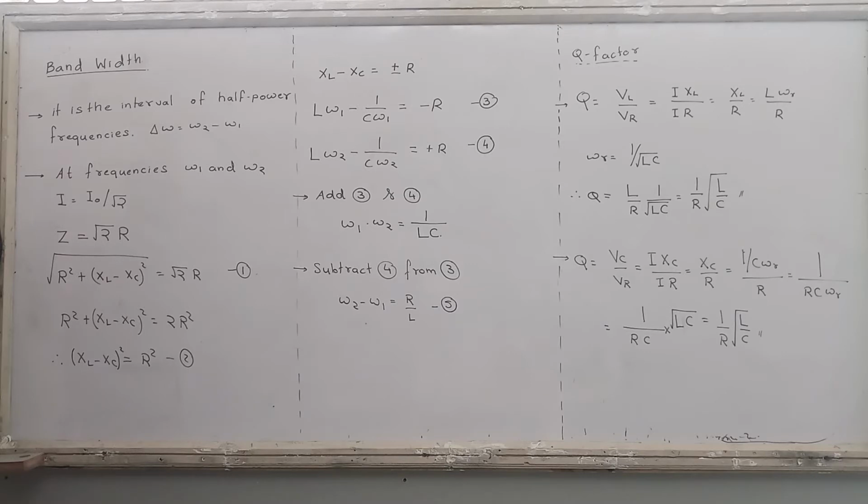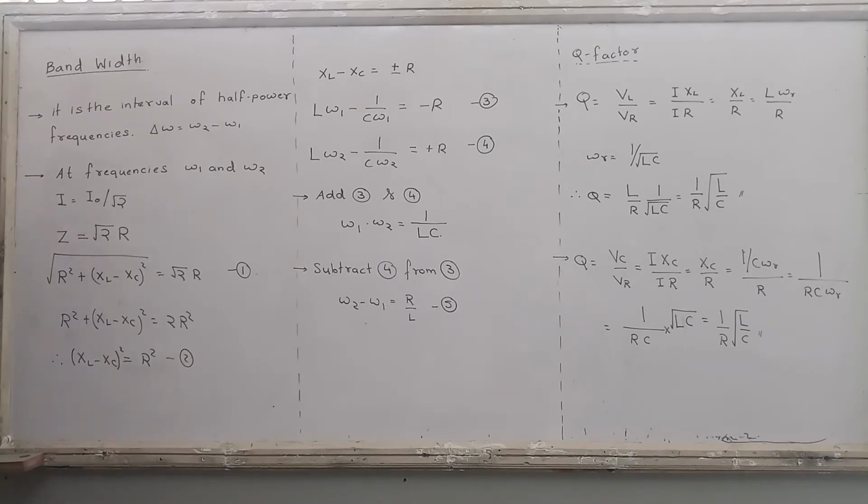You know that in an LCR circuit there are two frequencies for which the power in the circuit becomes half. What are those two frequencies? Omega 2 and omega 1. So their difference is known as the bandwidth. At frequencies omega 1 and omega 2, the current in the circuit reduces to 1 by root 2 times. That means the impedance of the circuit will increase by root 2 times.